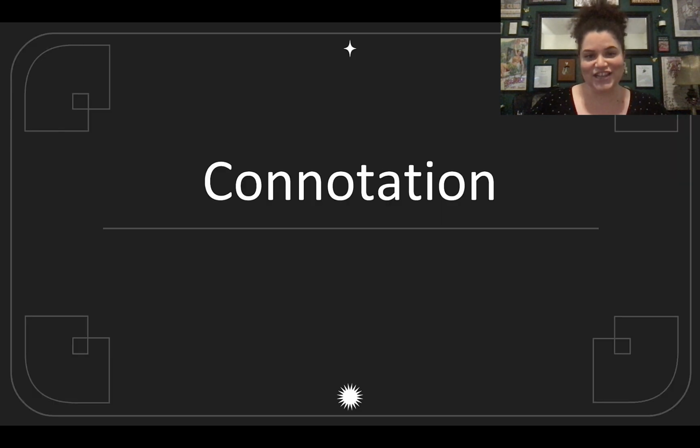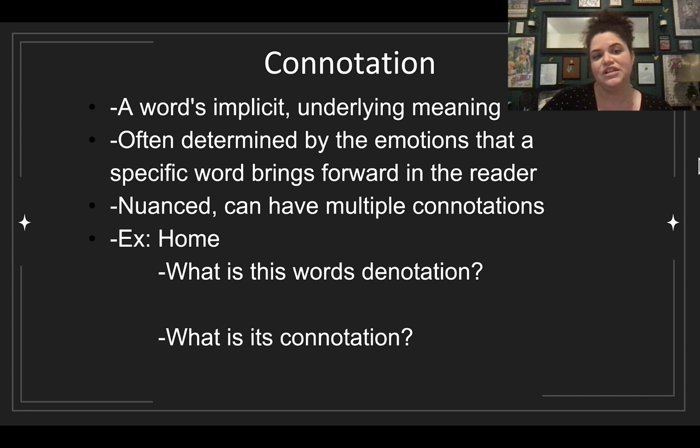Moving on to connotation. So connotation is a word's implicit or underlying meaning, the implied meaning. This is often determined by the emotions that a specific word brings forward in the reader, or the emotions that are attached to a specific word. As we all know, language is very complex, very nuanced, right? So words can have multiple connotations. A word may have just one denotation, but multiple connotations.